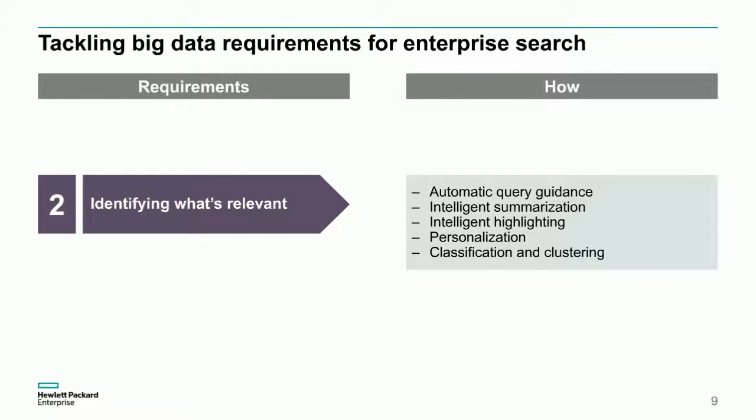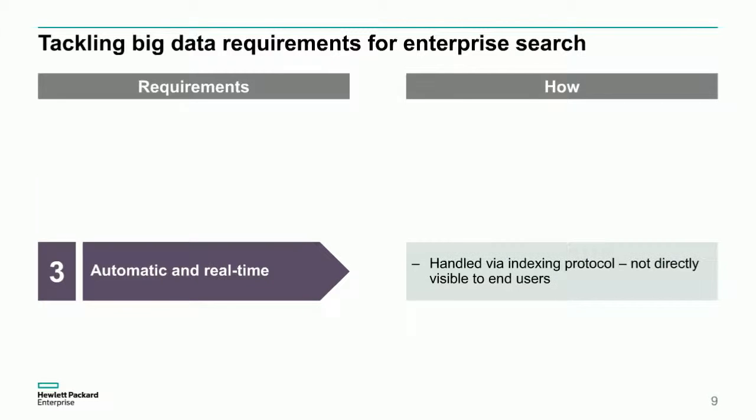Personalization is also useful here, which we'll talk about shortly. And this involves establishing profiles, detecting relationships, and ranking results based on the user's perceived intent. And clustering and classification are also useful here, and we'll also discuss those shortly. And this involves automatically grouping data and detecting patterns. Now, the automatic and real-time requirement is handled by the indexing protocol the system uses and is part of how the search system is set up.